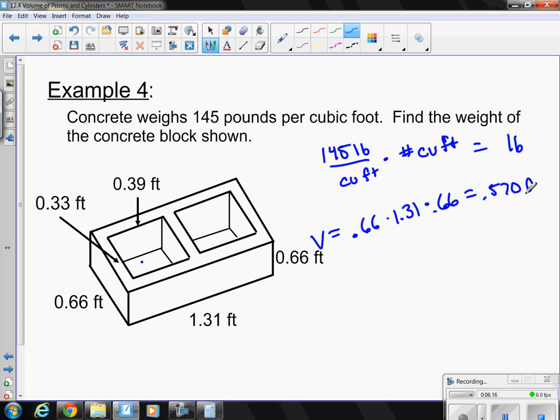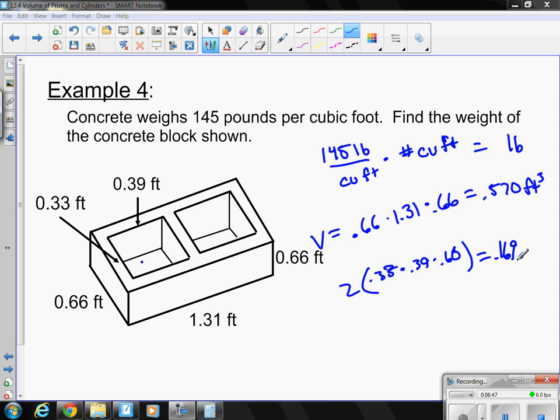0.570 feet cubed is the volume of everything. But now I have to subtract out what I'm missing. This is 0.33 feet. Oops, 0.33 feet times 0.39 feet times the depth again. The depth is still 0.066. And now I have two of those. So I'm going to take that times 2. So we get 0.169.